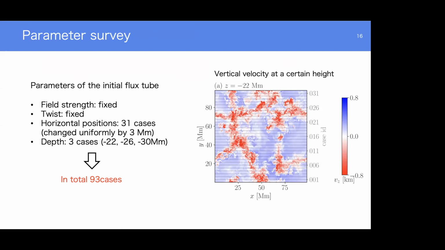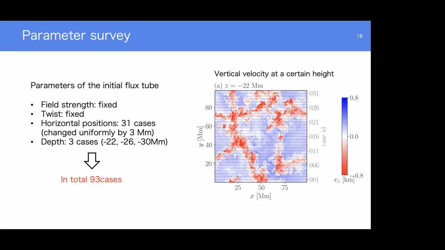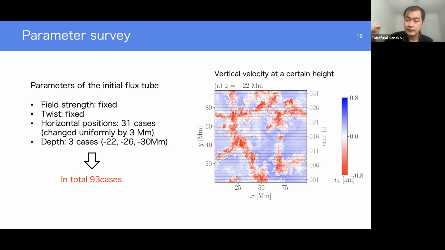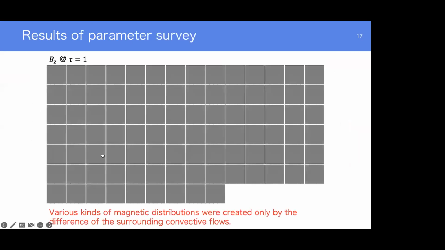Oh, okay. Yeah, so we wait for the statistical equilibrium to be achieved in the convection zone. And then, for example, we suddenly introduce the flux tube at a certain layer. Okay. All right. Thank you.